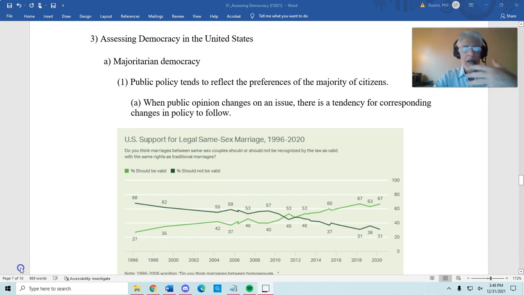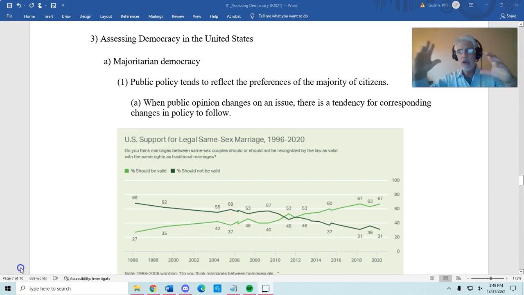The fundamental idea behind this, and what political science argues, is that public policy tends to reflect the preferences of the majority of citizens. Now, proponents of this idea of majoritarian democracy don't argue that as soon as the public is in favor of one thing, policy changes. It's more accurate to suggest that public policy reflects the preferences of a majority of citizens if those opinions are stable over time.